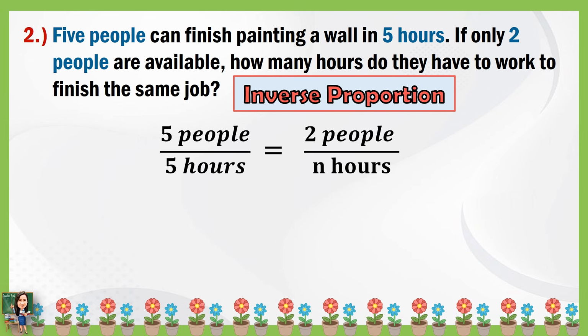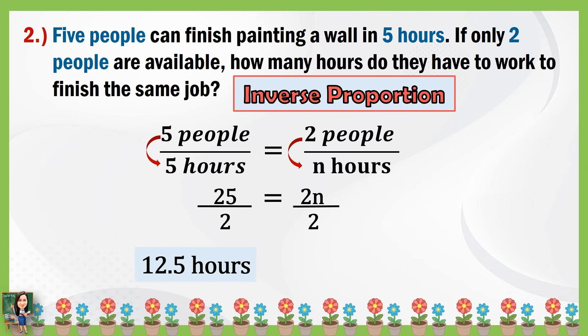So because this is an inverse proportion, multiply 5 people times 5 hours equals 25. And 2 people times n hours equals 2n. Divide them by 2. 25 divided by 2 equals 12.5 hours. 2n divided by 2 equals n. Therefore, the value of n is 12.5 hours. So they have to work 12.5 hours.